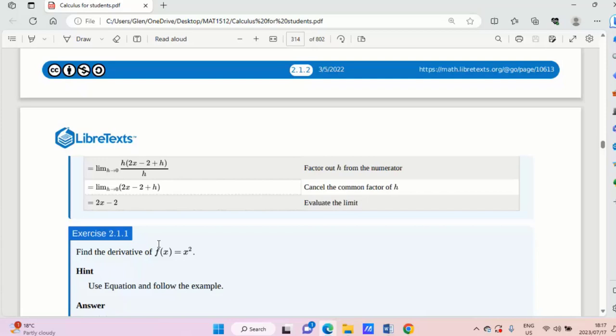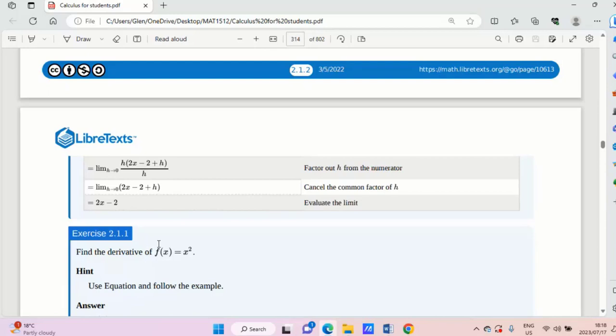Now, if there is no disagreement, please find the derivative of f of x, which is equal to x squared. Sir, it's 2x. Sorry? 2x. Are you saying the answer is 2x? Yes.